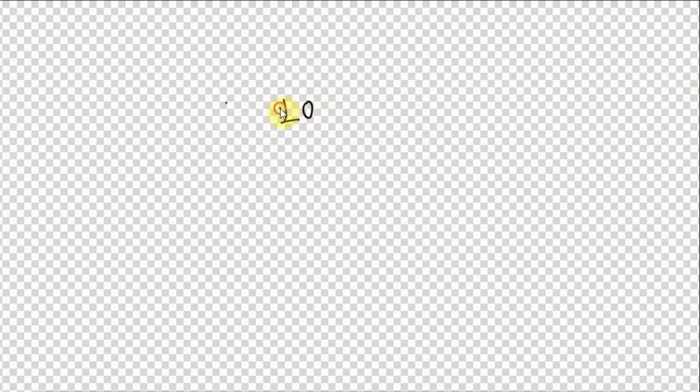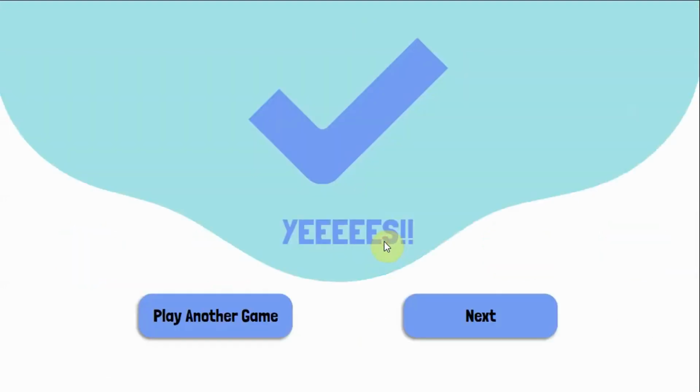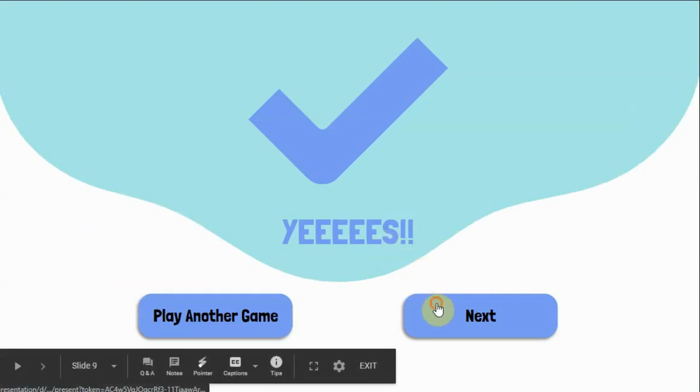We have 2008, so we can just add all these digits. 2 plus 0. Now 0 is not of any value, so we may just ignore that. Let's not consider these two zeros. Next is 8. So 2 plus 8 is 10. Yes, we got the answer. And let's see if it's right. Yes, right answer. Very good. Now let's see what the next question is.